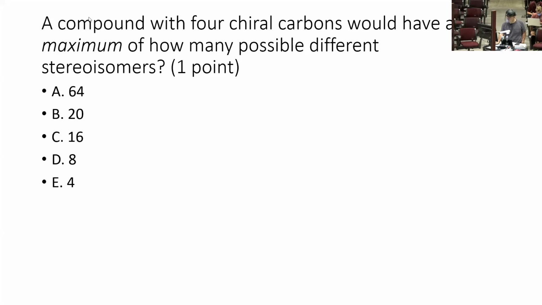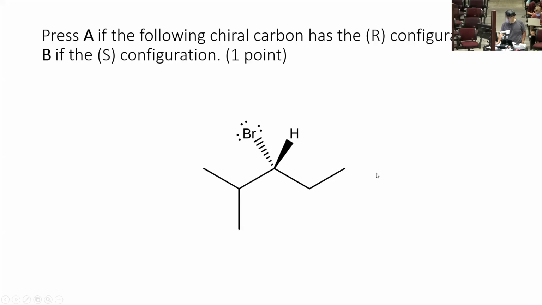Good. Next one, a little bit more brain work involved. Press A if the following chiral carbon is the R configuration. Let me move my picture so you can read it. B if the S configuration. Please do not put C, D, or E.